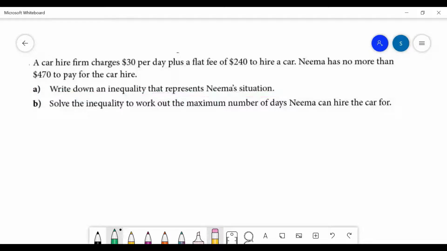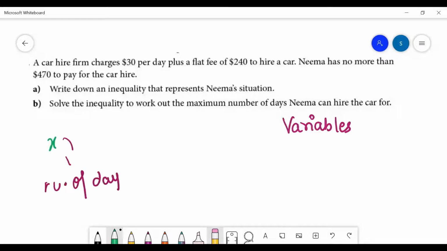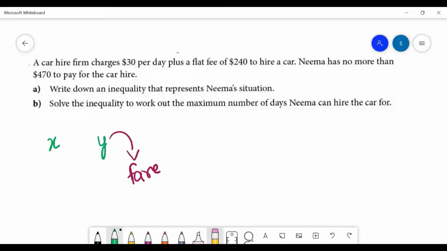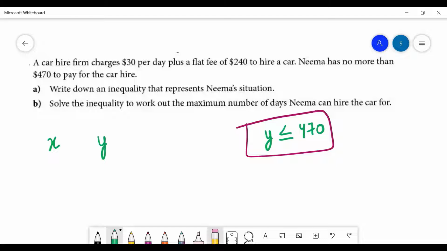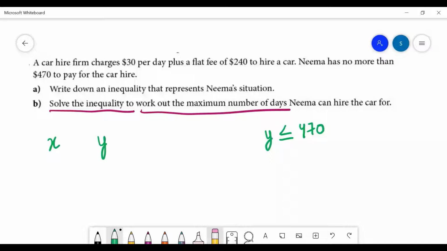So before we get to the writing part, let's first decide the variables here. Let's take x as the number of days that she hires the car for, and let's take y as the amount of fee that she has to pay. It says that Nima has no more than $470. So the first inequality can be written as the amount of fee that she has to pay, which is y, should be less than or equal to $470. That's the first inequality. Next question, it says solve the inequality to work out the maximum number of days Nima can hire the car for.